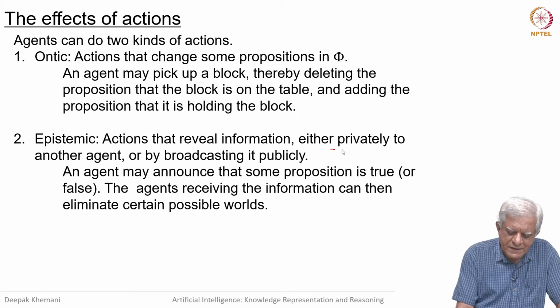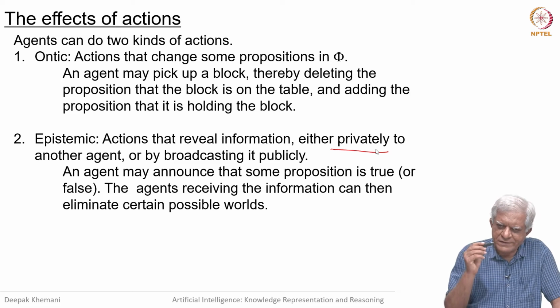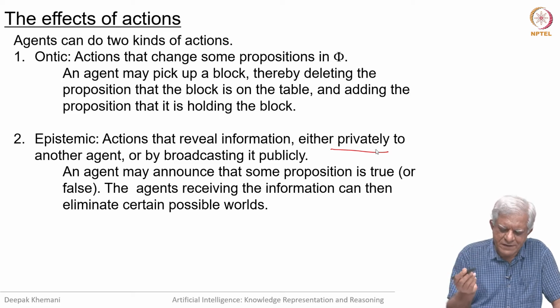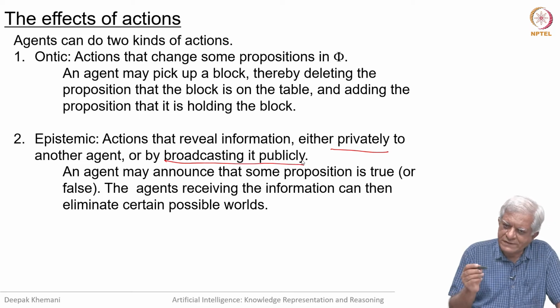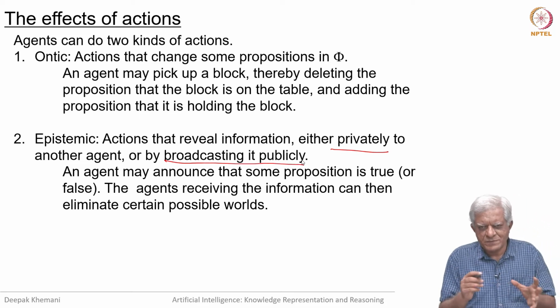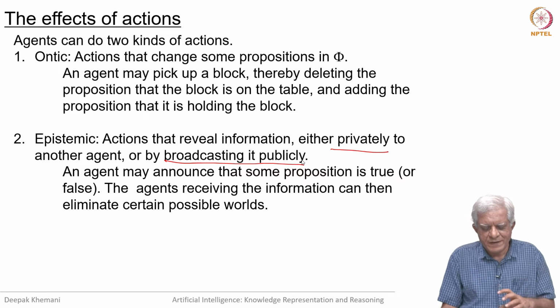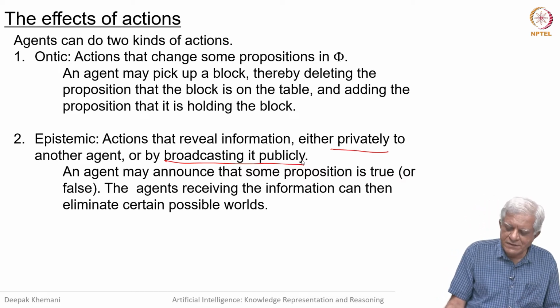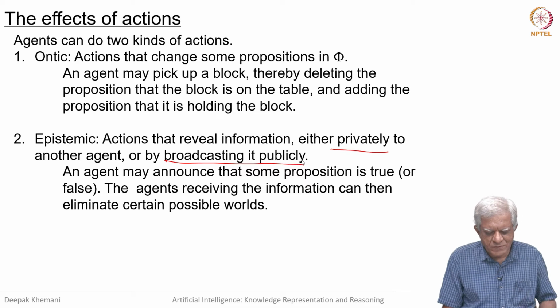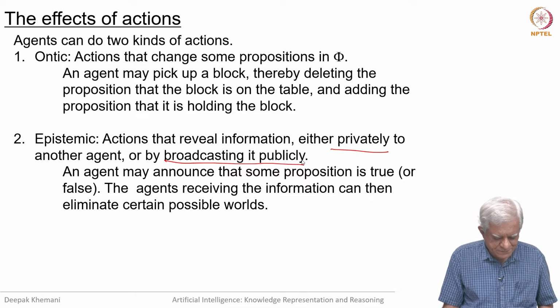So, that can happen either privately. So, agent A can tell agent B something, or by broadcasting it to everyone essentially. So, there are 2 kinds of such announcements that you can make, one is private and the other is public. So, an agent may announce that some proposition is true or false, and the agents receiving the information can then eliminate the remaining possible worlds, and this is what we will see now.